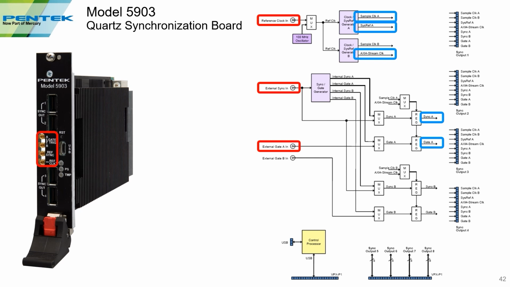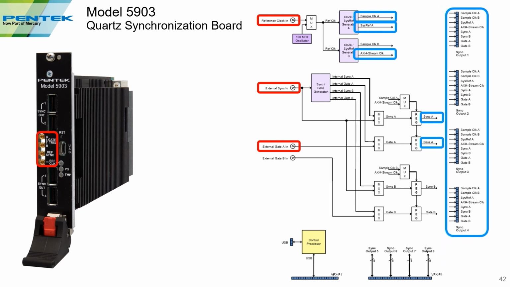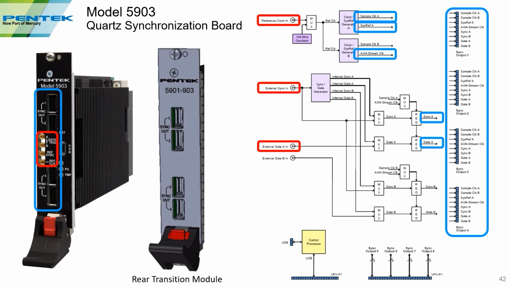All of these signals are being sent through the front panel through 4 multi-pin connectors. So these are all identical copies of those signals. And you can see right there on the front panel. This model also has a rear transition module. The rear transition module allows you to bring 4 more exact copies of those signals to the back of the board. And again, this gives you up to 8 total synchronization outputs, which allows you to synchronize 8 Quartz products.